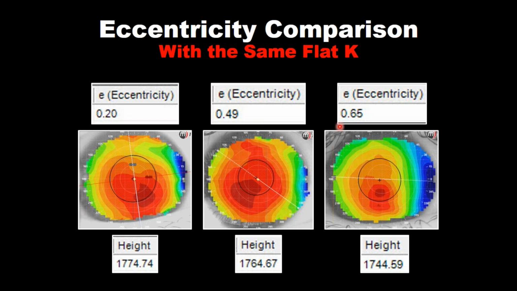If we go from 0.49 eccentricity to 0.65, same radii of curvature in the center, that now drops the sagittal depth 20 microns. So the E-value is important too. It's not just the central radii of curvature. Eccentricity is going to contribute to the success or failure of our initial lens selection. So taking accurate readings, accurate topography is critical to our success moving forward, before we've even started with Ortho-k, before we've allowed that patient to take the lens home.